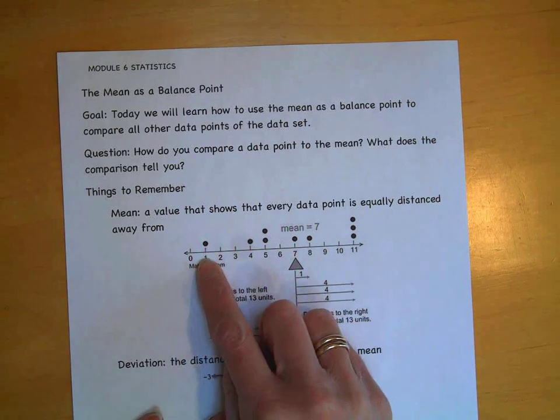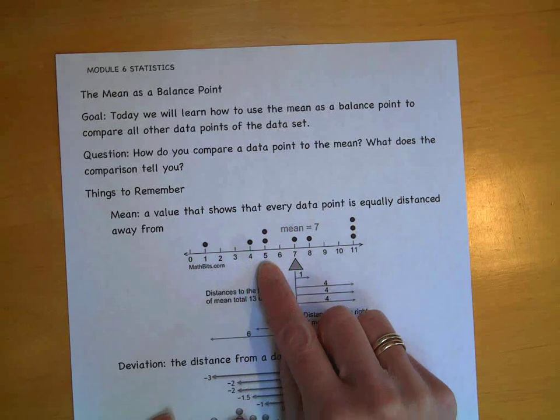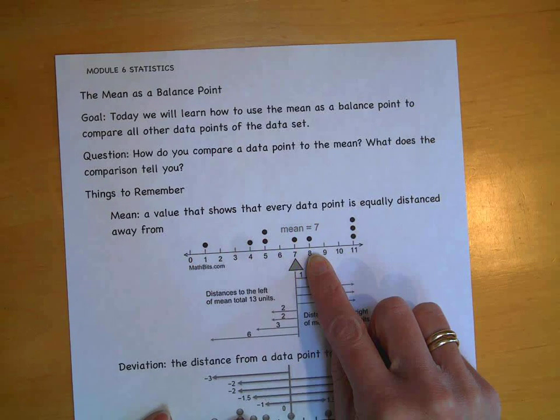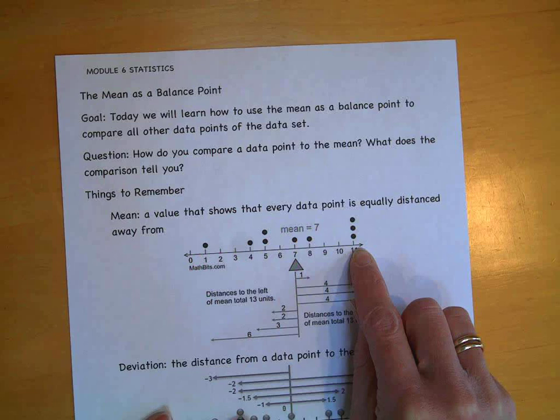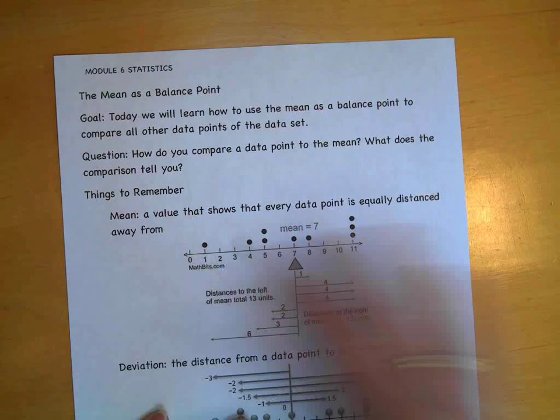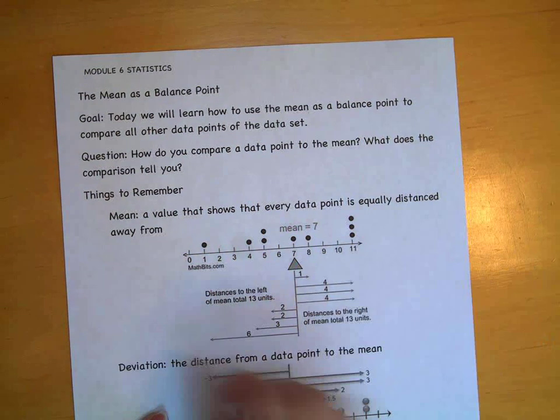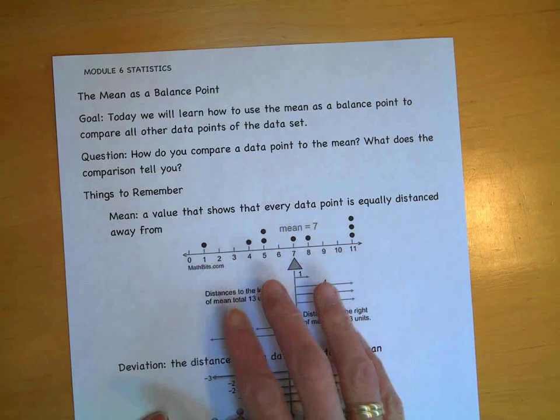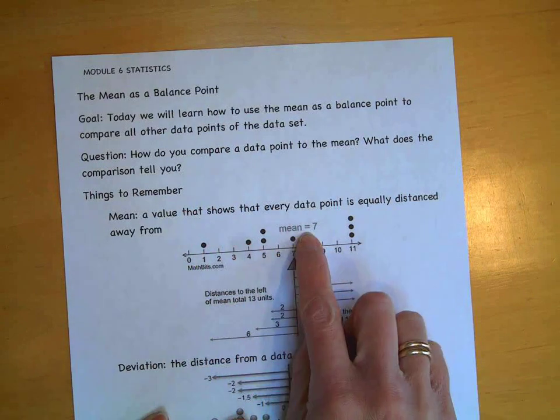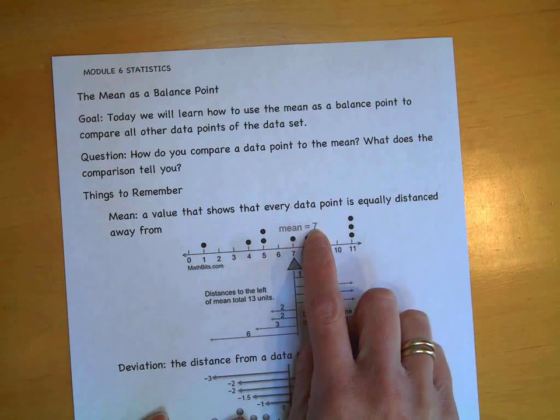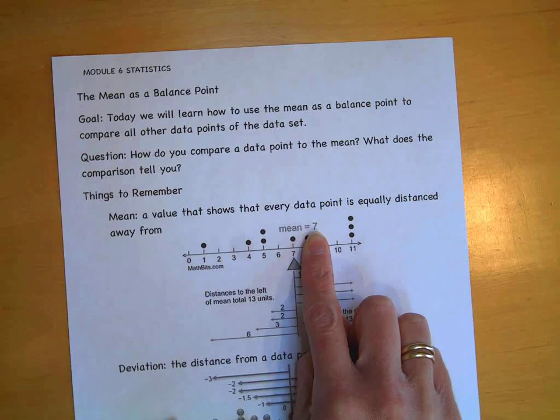Our dot plot says we have two 1s, we have a 4, we have two 5s, a 7, an 8, and we have three 11s. If we were to equally disperse them, fair share them out so that each person has the same amount, we would determine that 7 would be the equal amount.